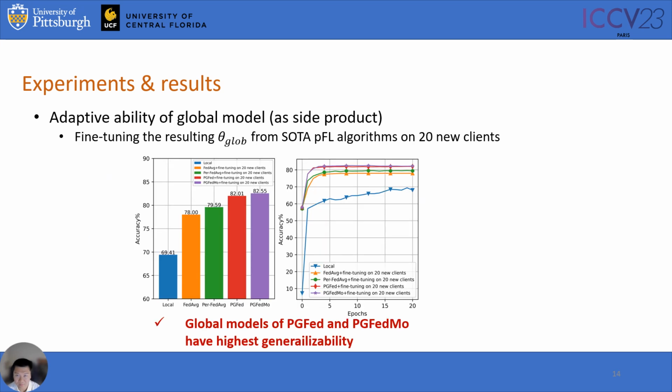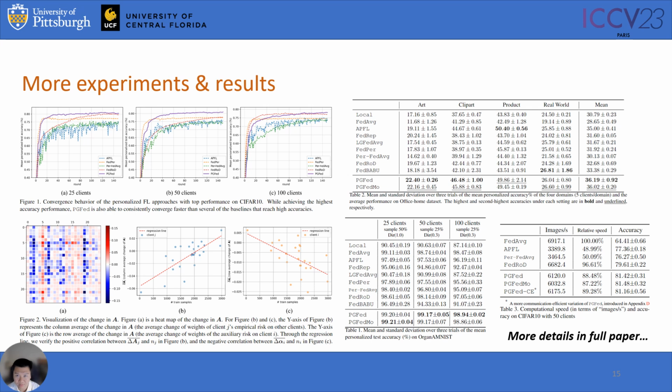In addition, we fine-tuned the resulting side product, the global model from top PFL algorithms, on 20 new clients. The results showed that the global model of PGFed and PGFed mode have highest generalizability. More details on the convergence behavior, the adaptive coefficients and their relationship with local training set size, and other experiments can be found in our full paper.